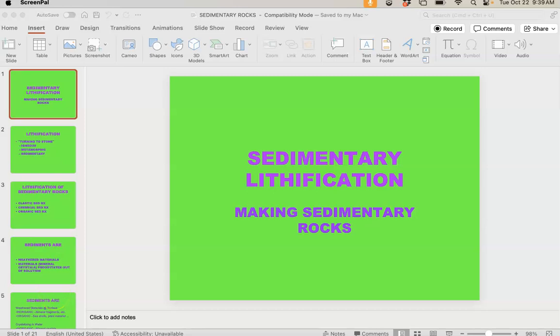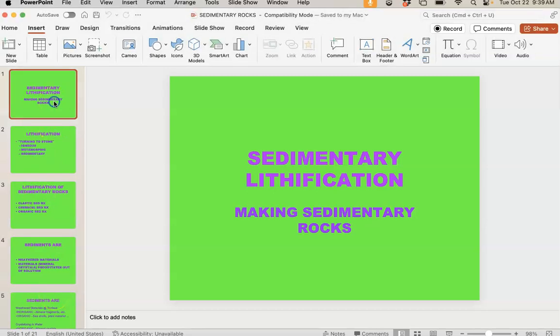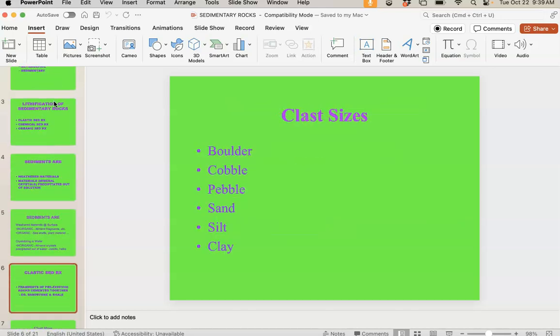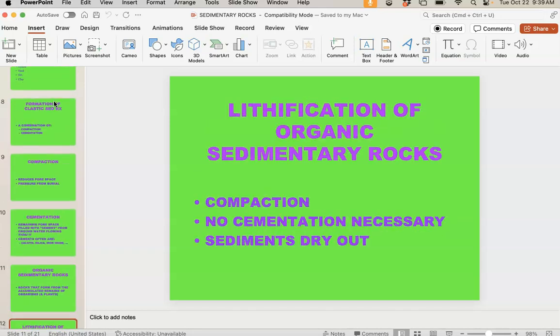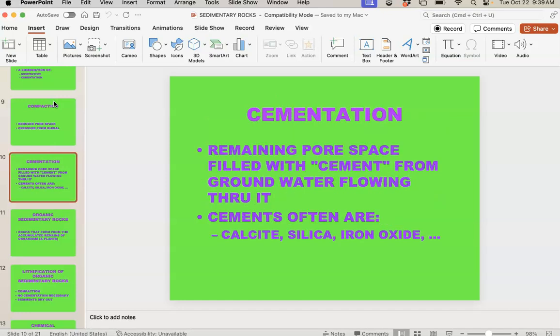Alrighty, folks. Picking up where we left off the other day. I think we got as far as talking about clastic sedimentary rocks, how they form. I gave you a couple examples of what they were, which left organic and chemical. We did not talk about organic, right? Okay.